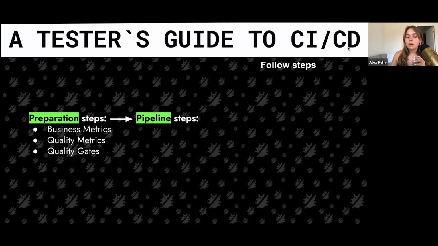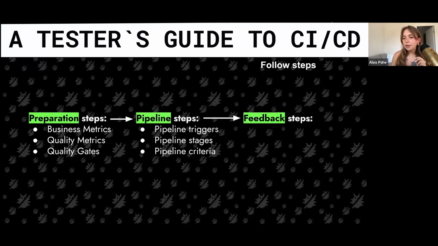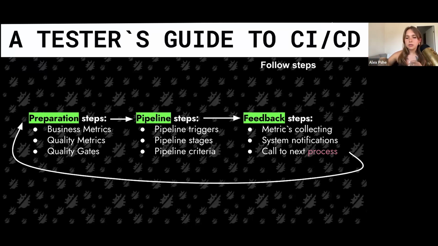After that, pipeline steps. What we can have here: pipeline triggers, which type of triggers and how to choose, pipeline stages, and pipeline criteria, also very important, because we have several criteria of really good pipelines and bad pipelines. And feedback steps. These steps include metric collection, system notification, and a call to the next process. And after that, we start again, but from the next process.